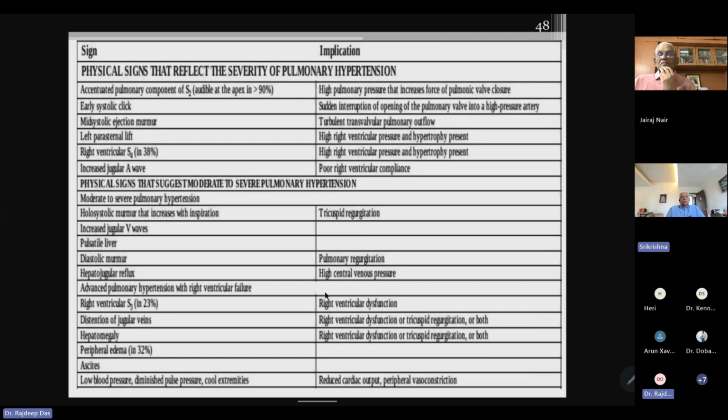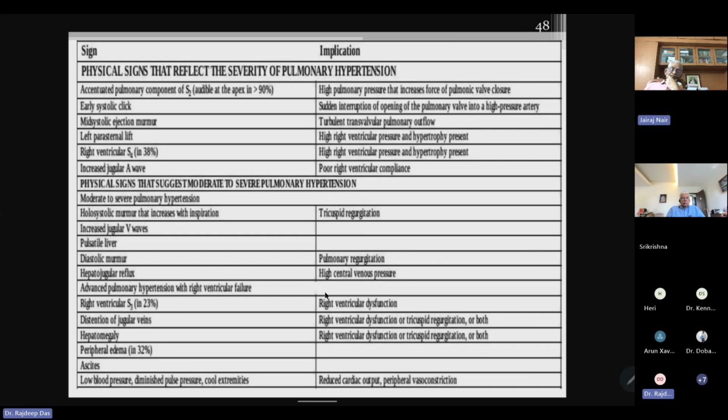Left parasternal lift, right ventricular S4, or increased jugular venous pressure, CVP, are all features of poor right ventricular compliance and right ventricular hypertrophy. Physical signs that suggest moderate to severe pulmonary hypertension include the holosystolic murmur of tricuspid regurgitation, the pulmonary regurgitation diastolic murmur, hepatojugular reflex, right ventricular S3, distension of the jugular vein, hepatomegaly, peripheral edema, and ascites, which are all associated with right-sided heart failure or right ventricular dysfunction.